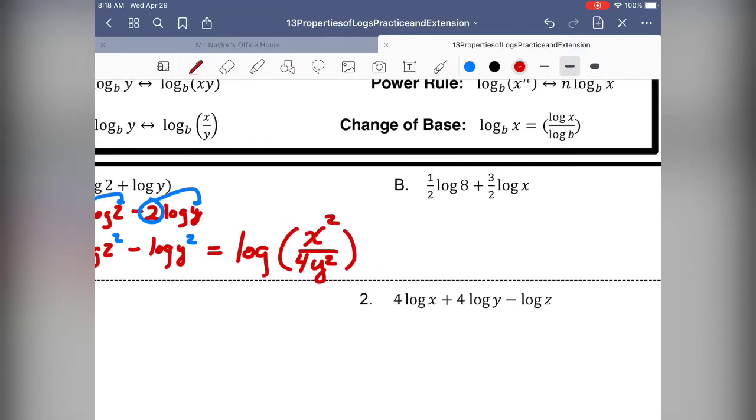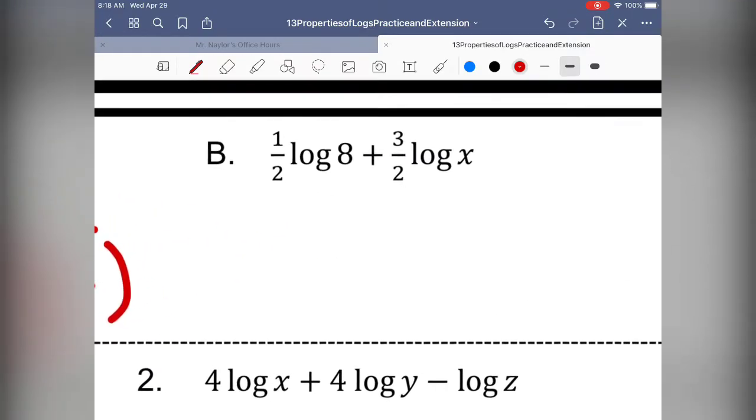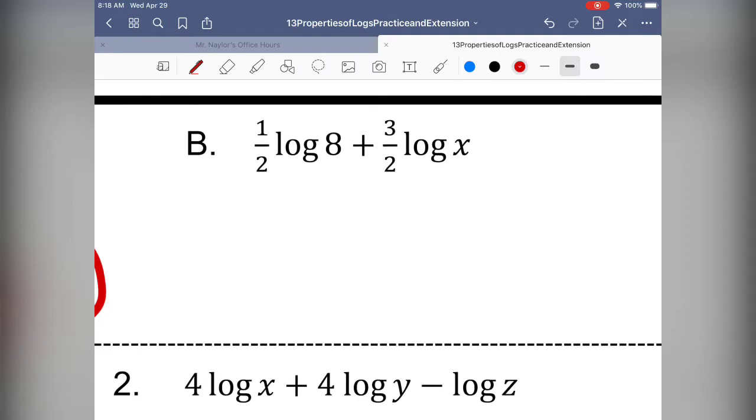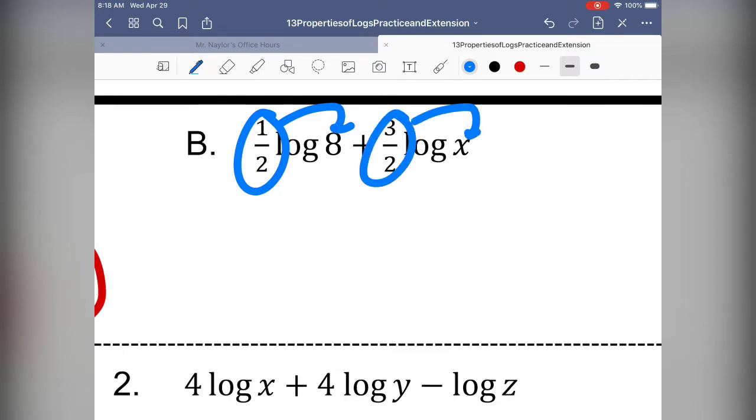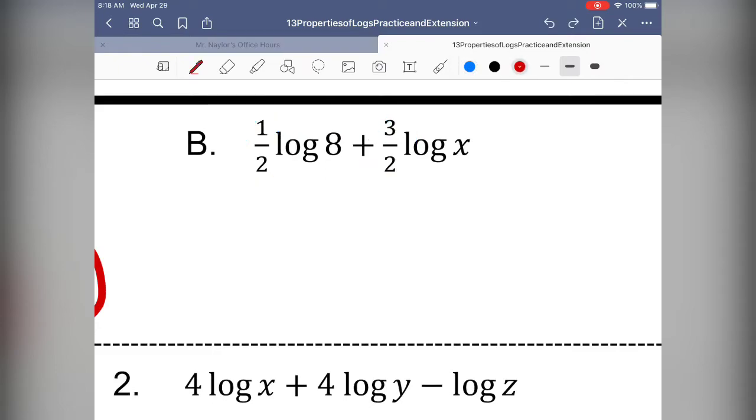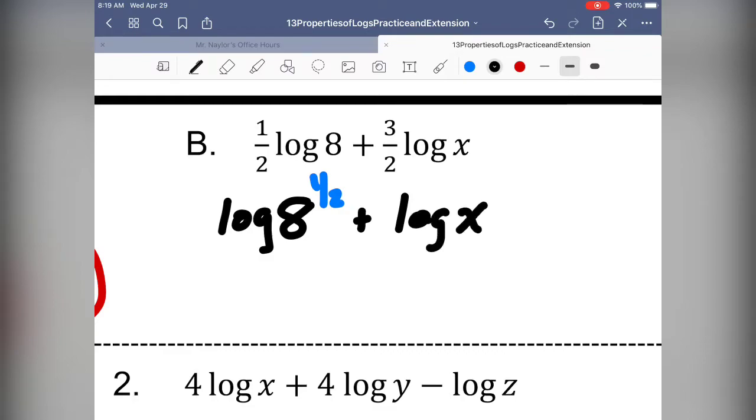How about letter B? You actually have seen a few problems like this. This is on purpose so that we could see this one more time. We definitely have coefficients. They have to come up as exponents, but you have to be aware that these exponents are obviously going to be fractions. So what are you going to do? Well, let's do one thing at a time. Let's bring the 1/2 up as an exponent. Let's bring the 3/2 up as an exponent.